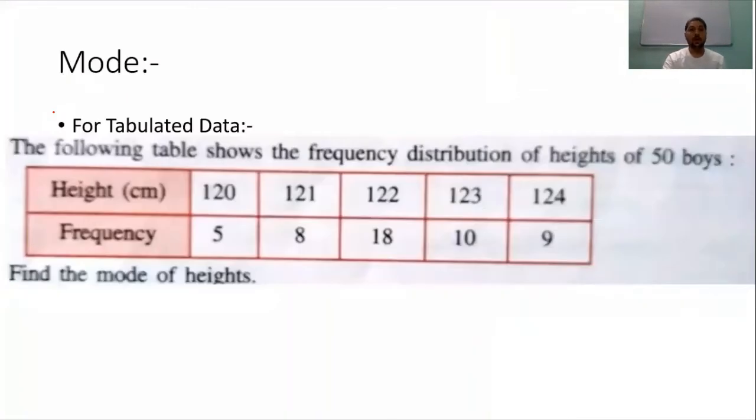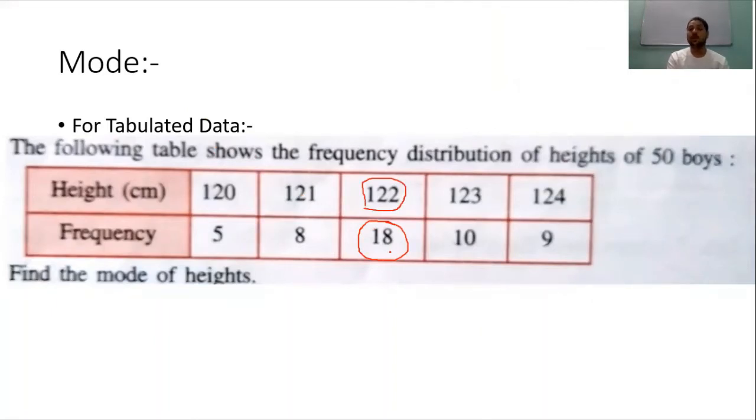Now next we will find the value of the mode. Mode is basically the most frequently occurring item in the given data, the term which occurs the maximum number of times. If we look at the table here, with height and frequency given, the term which occurs maximum times is 18. So what will be the mode? Mode will be 122.